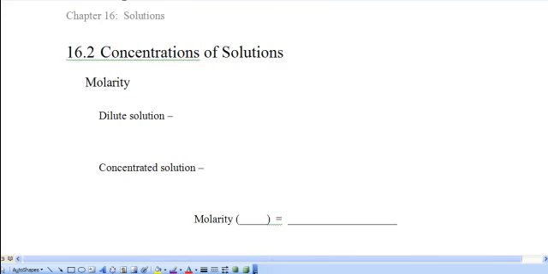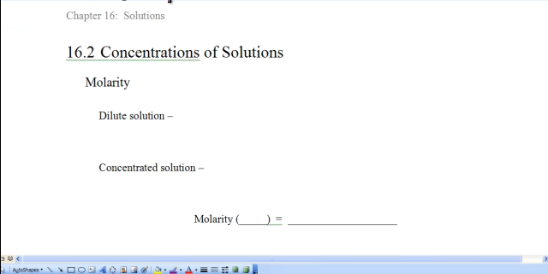And welcome to 16.2, where we're talking about concentrations of solutions. In this section we're going to be dealing with what concentration is, how do we express concentration, how do we make solutions of a given concentration, and then dilute them to another concentration. So let's go ahead and jump in and talk about a concept called molarity and a few definitions here.